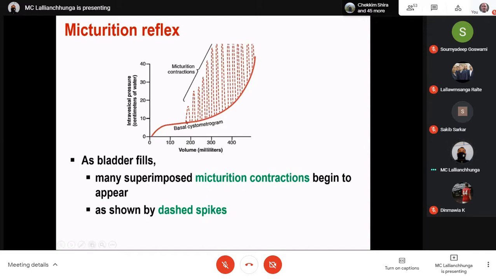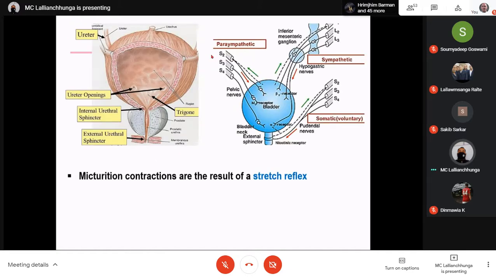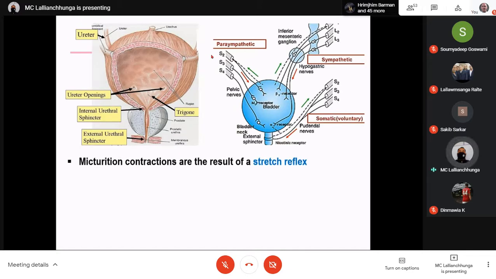Going up, coming down, going up, coming down. But every time there is a new spike or micturition contraction, the peak keeps on increasing. That means more and more contraction is there, the strength of contraction is higher. Micturition contractions are the result of the stretch reflex.